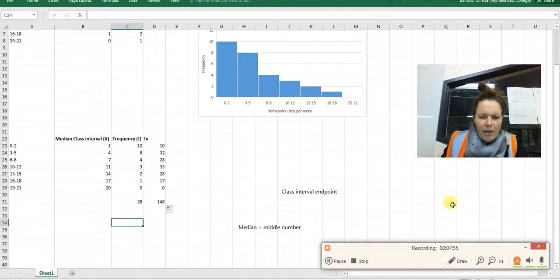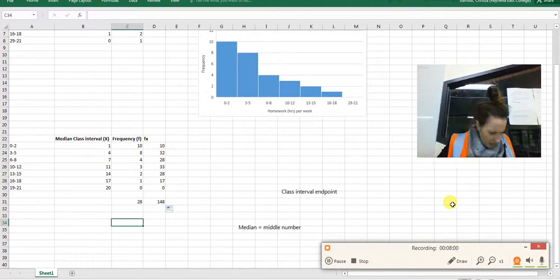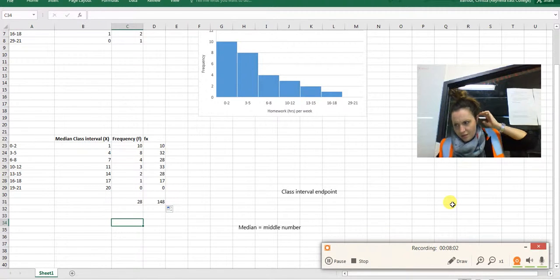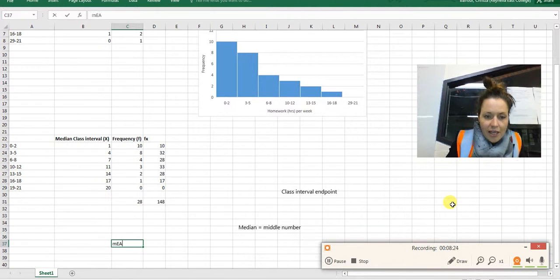Okay, so I'm hoping I explained what we were doing here. Even though we had to locate the middle point, which is the median for each of the class intervals, what we're actually doing here, and I should have said it at the start, so I really hope I did, is we're calculating the mean. And the mean is the average number. So the mean equals the average number.